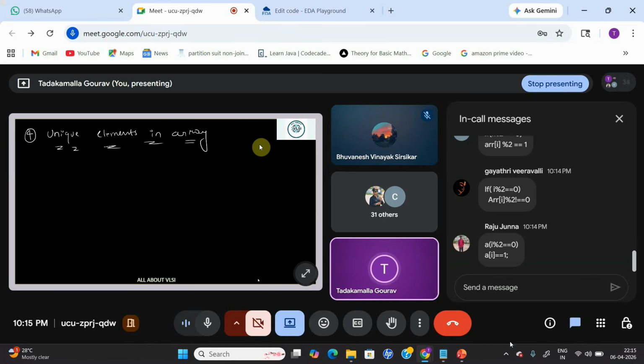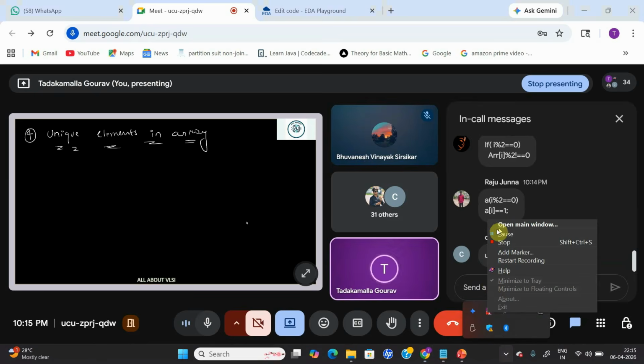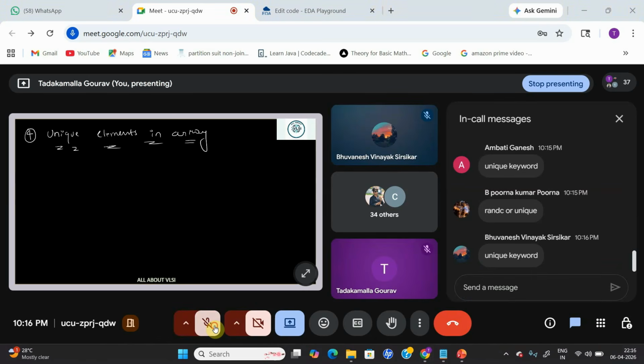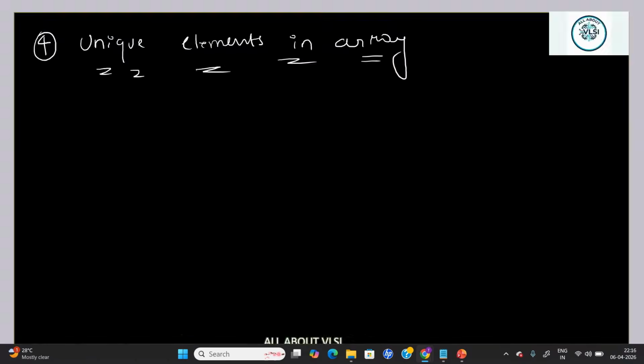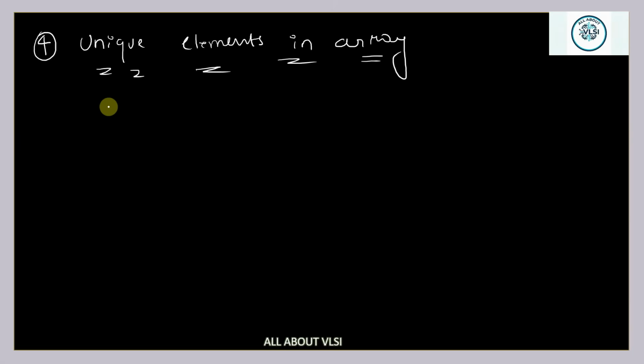I need to have all the unique elements in all the indexes. Think about it. Yes, I can use randc, but randc, we have seen, right? It might or it might not generate the unique elements. So best using the unique keyword is a better option. So how to use it?